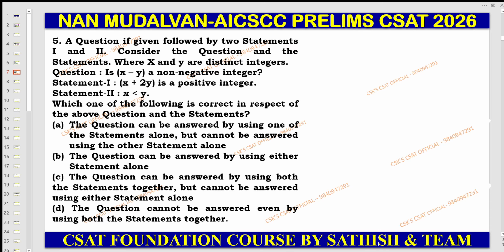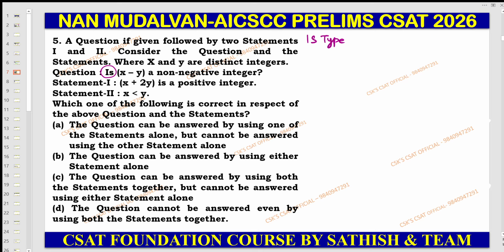Next question. So this is a very important question. This kind of data sufficiency based questions are there nowadays. Before that, you need to understand the "is" type. What do you mean by the "is" type? Is means whether you are able to answer yes or no. Is means definitely yes or no. That alone, please, you have to understand.